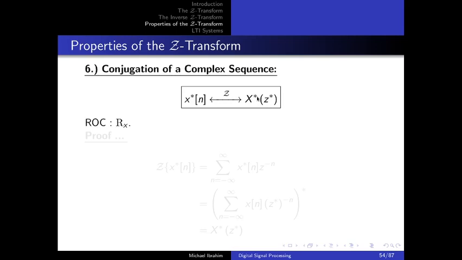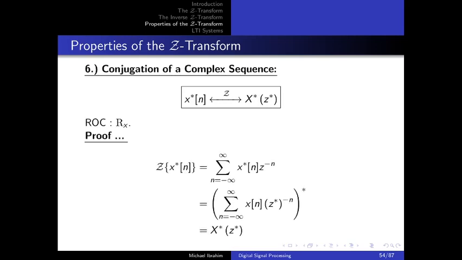The ROC remains the same. The proof is straightforward, just 2 lines, but again, let's skip it for now. So no proofs in this section where we're talking about the properties of the transform. I will not be asking you for any proof.